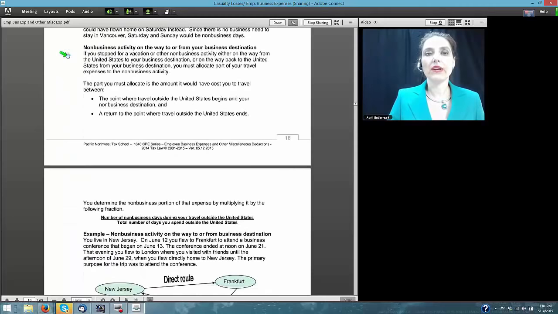Non-business activity on the way to or from your business destination. If you stopped for a vacation or other non-business activity either on the way from the United States to your business destination or on the way back to the United States from your business destination, then you must allocate part of your travel expenses to the non-business activity. The part that you must allocate is the amount that it would have cost you to travel between the point where your travel outside of the United States begins and your non-business destination and a point where you return to the United States after travel outside ends.